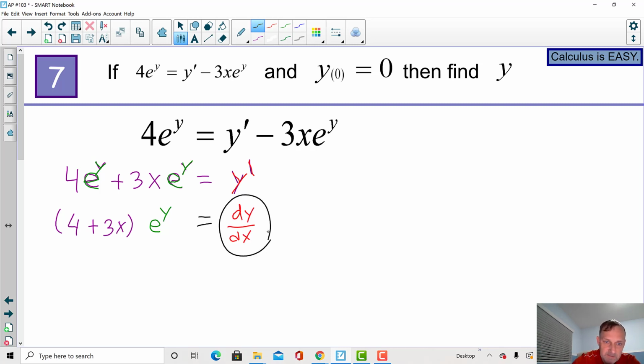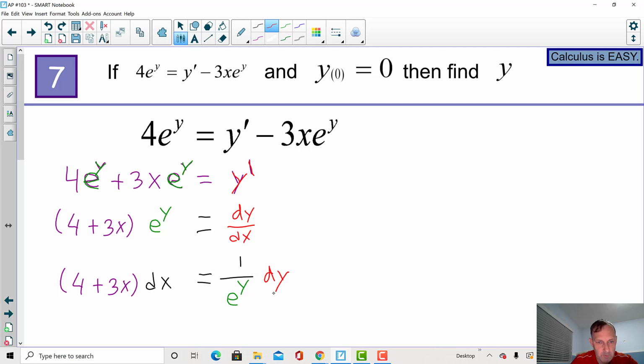We can rewrite this. Y prime is the same thing as dy dx. Now, normally our dy dx is on the other side. If you prefer, you can go ahead and switch sides, or you can just multiply both sides by dx and divide both sides by e to the y. There we go. And now I can go ahead and do the integral on both sides.